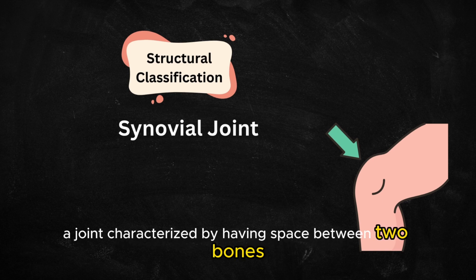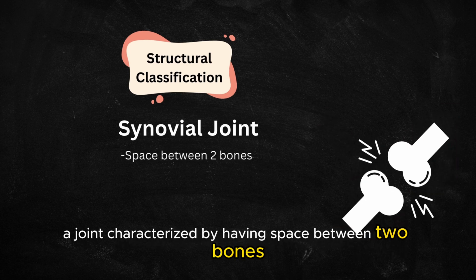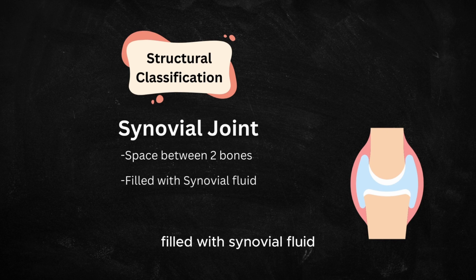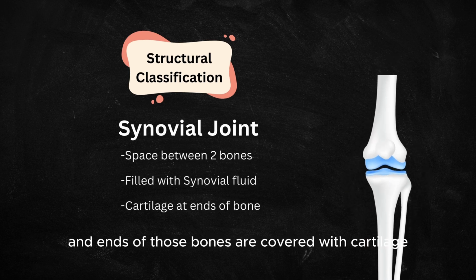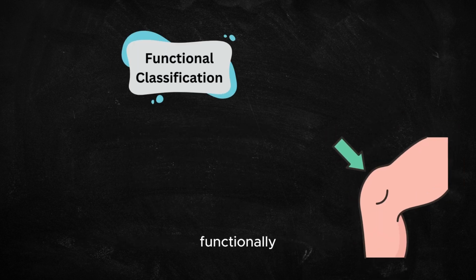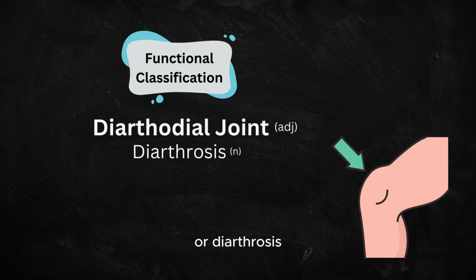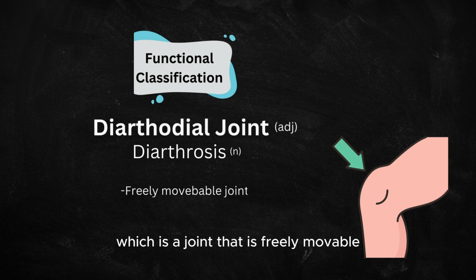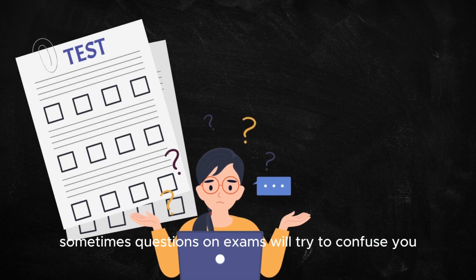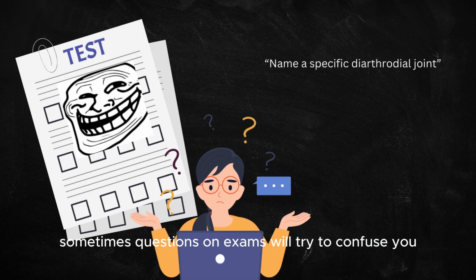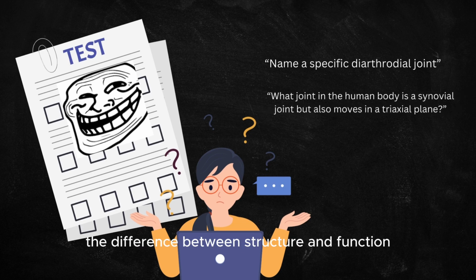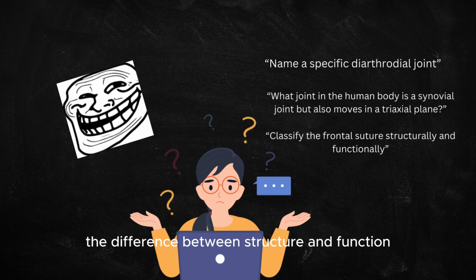That is a joint characterized by having space between two bones filled with synovial fluid, and ends of those bones are covered with cartilage. Functionally, they are a diarthrodial joint, or diarthrosis, which is a joint that is freely movable. Sometimes questions on exams will try to confuse you, so make sure you understand the difference between structure and function.